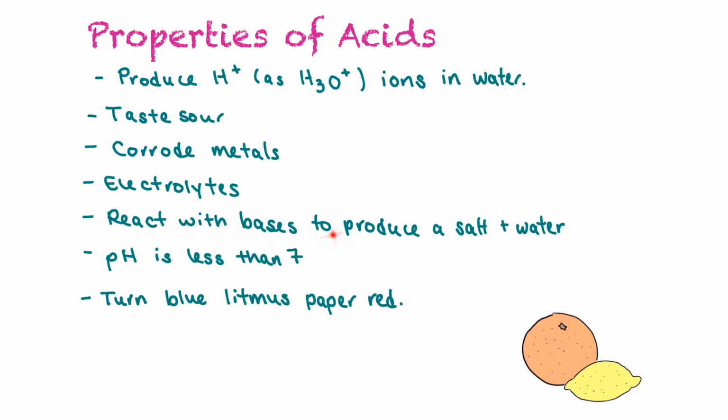They react with bases to produce a salt and water in a neutralization reaction. And acids have a pH of less than 7, so anything lower than 7. And they turn blue litmus paper red. So one way of helping you remember is blue to red is acid. Kind of rhymes.